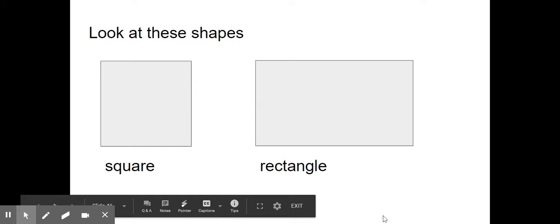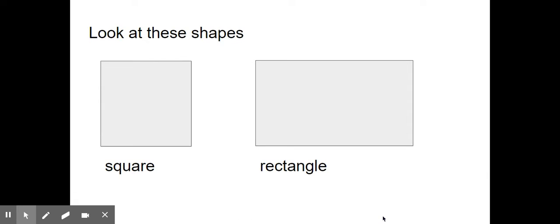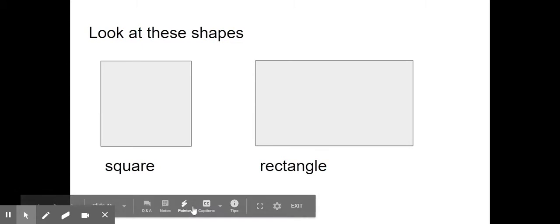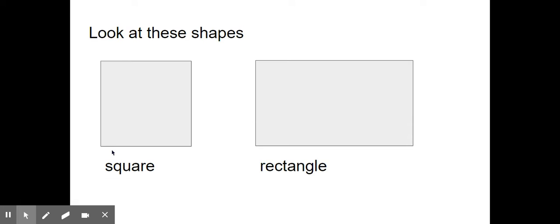What is special about these shapes? What do you notice about their angles? What do you notice about their sides? I notice that a square and a rectangle both have square angles. All of their angles make an L. I also notice that both the square and the rectangle have sides that are parallel.